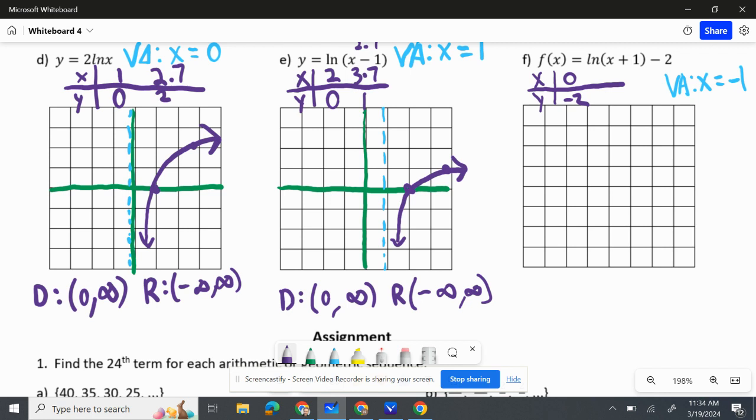What would give us a 2.7? That would be a 1.7. 1.7 plus 1 is 2.7. Natural log of 2.7 is 1. 1 minus 2 is -1.